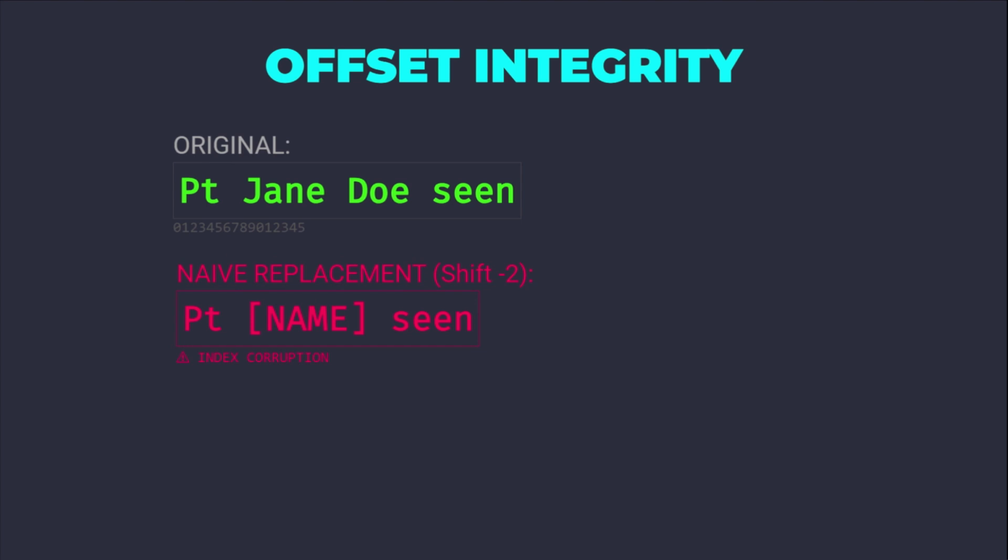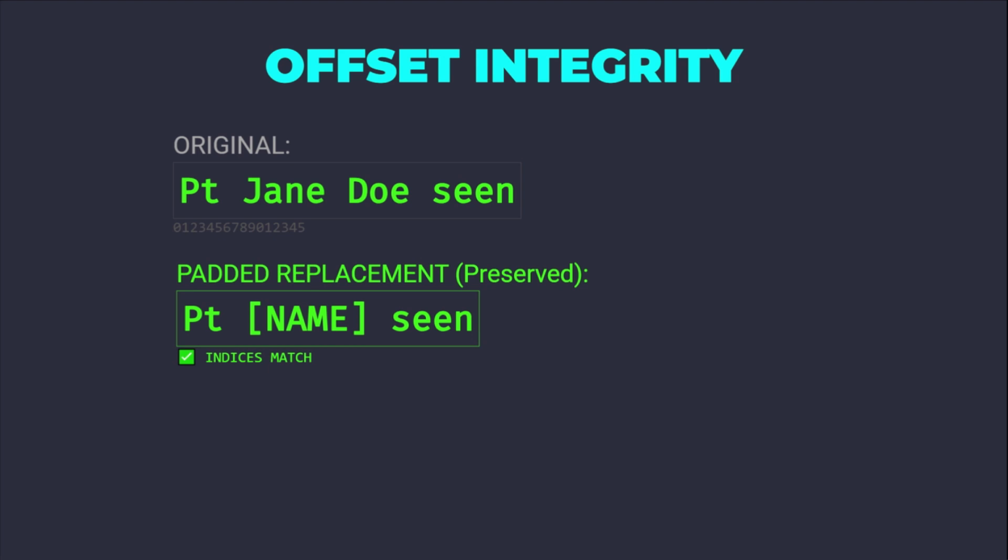This ensures database integrity and prevents index misalignment during subsequent data processing steps. Maintaining character offset integrity is non-negotiable for systems that rely on text indexing, search functionality, or annotation layers. When replacing a span of text, the replacement string must occupy the exact same number of characters as the original protected health information entity. If Jane Doe, 8 characters, is replaced by name, 6 characters, all subsequent character offsets in the document shift by 2 positions, corrupting indices.